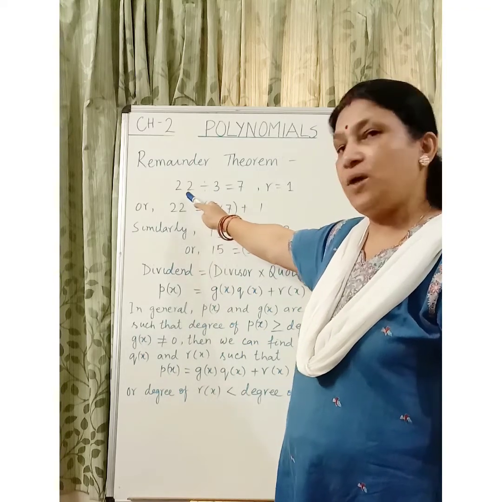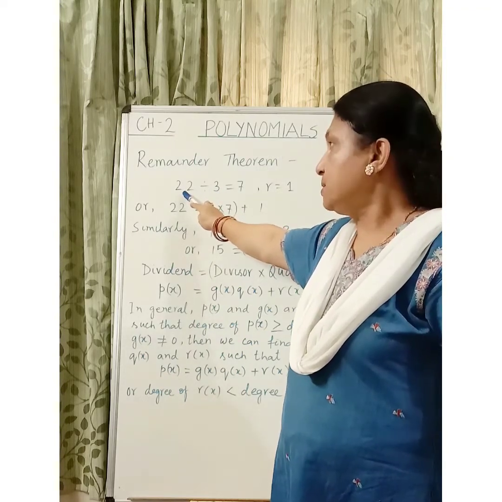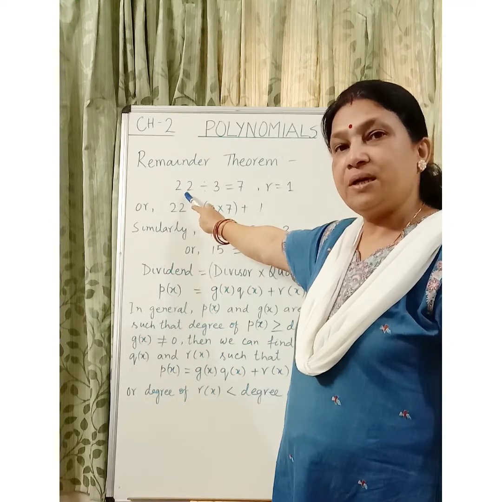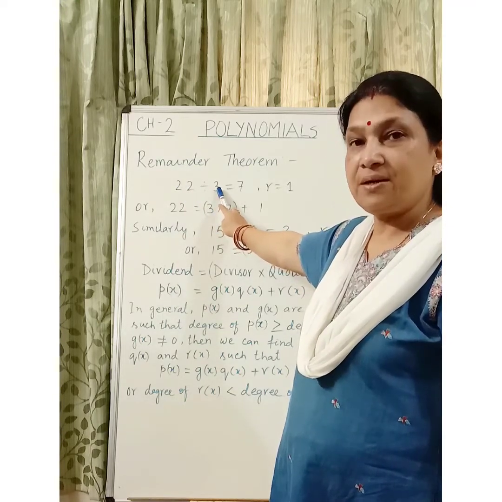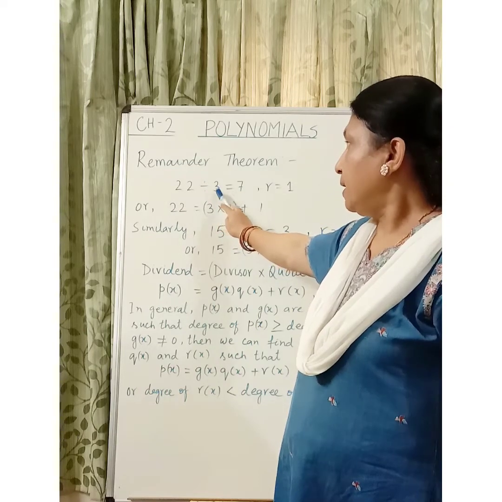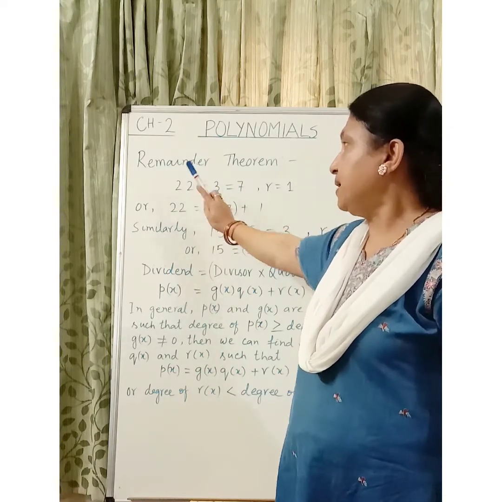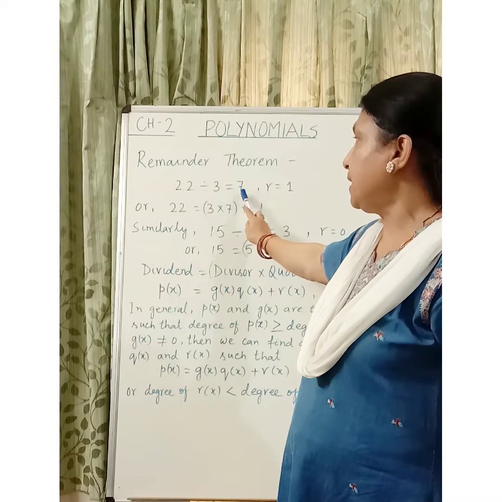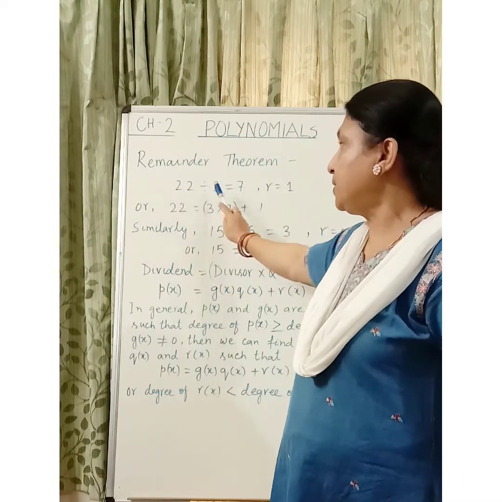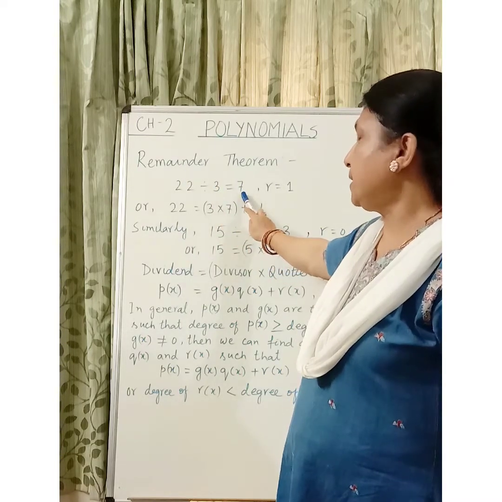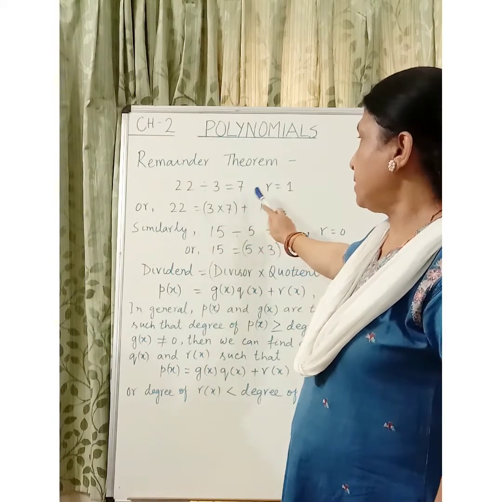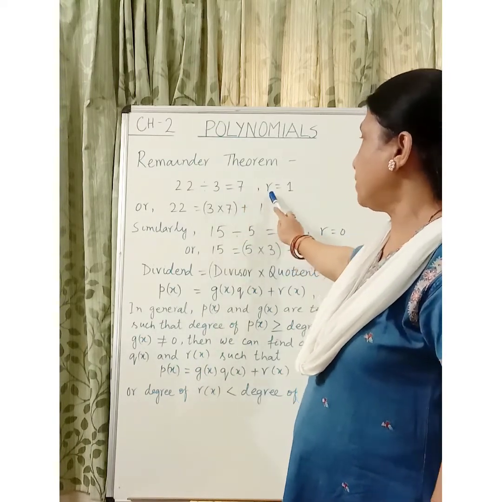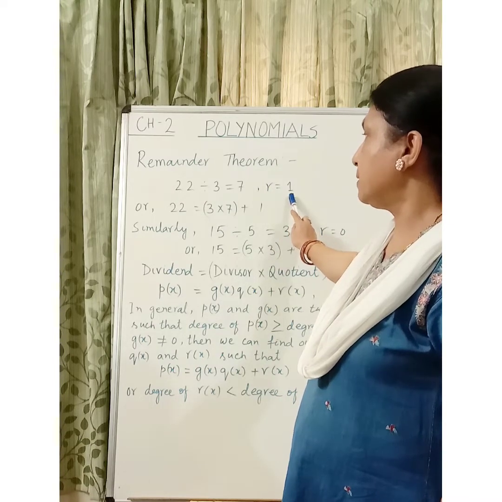You can notice one thing here. What is this 22 called? 22 is the dividend. What is this 3? 3 is the divisor. And when we are dividing 22 by 3, we are getting 7 as the quotient. And what is the remainder? 7 3s are 21, so the remainder is equal to 1.